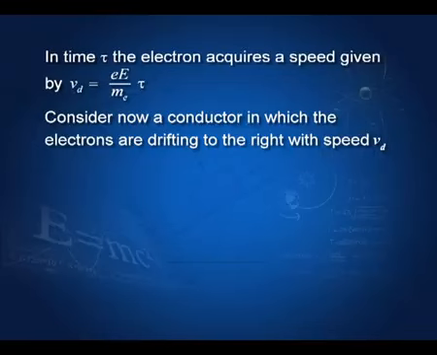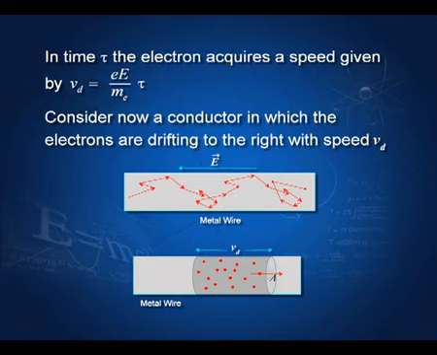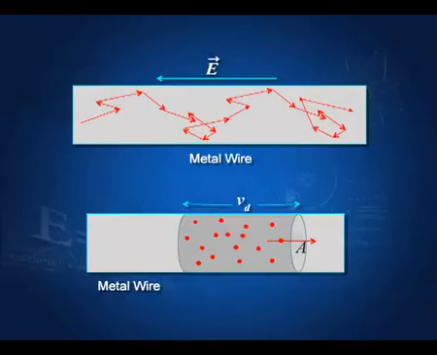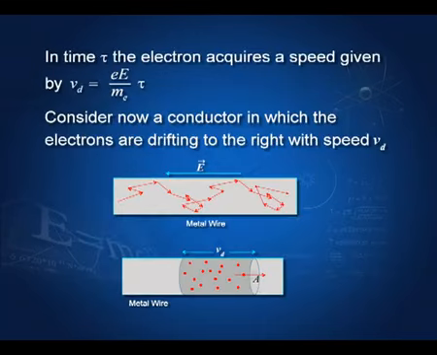Consider now a conductor in which the electrons are drifting to the right with the speed v d. So, this is how the electrons drift, and I have this piece of wire and I have chosen a cylindrical region with a length equal to v d. So that all the electrons present right from this point, they can cross this cross section A in 1 second. So, I have chosen this length of the cylinder equal to v d, so that in 1 second all the electrons in this will cross this cross section.